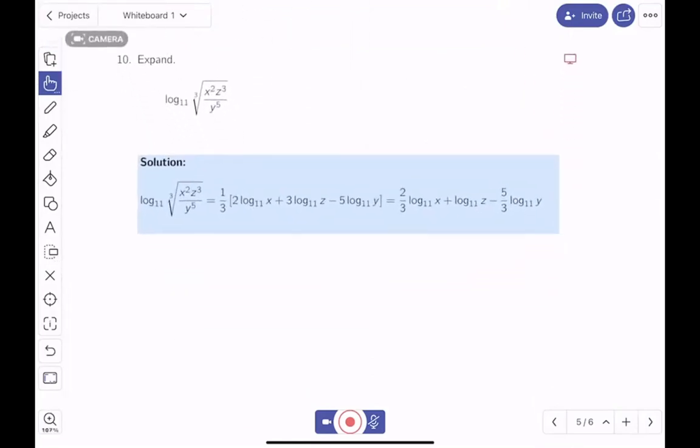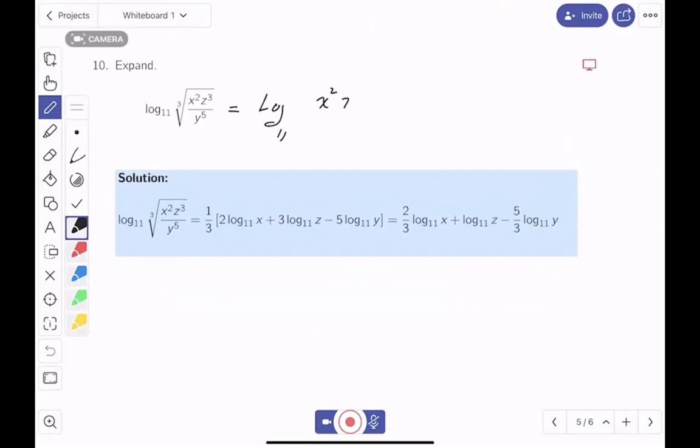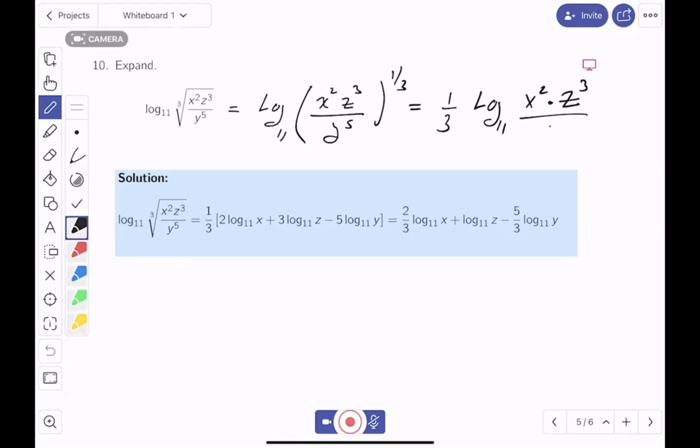Number 10 is an expansion problem. All right, I'll go through the stages that we want you to follow here. It's going to be log base 11 of x squared, z cubed, y^5, all to the 1/3 power. I'm going to take that 1/3 down. And what do you get? Log base 11 of x squared, z cubed over y^5. So I think I'm ready to expand that now.